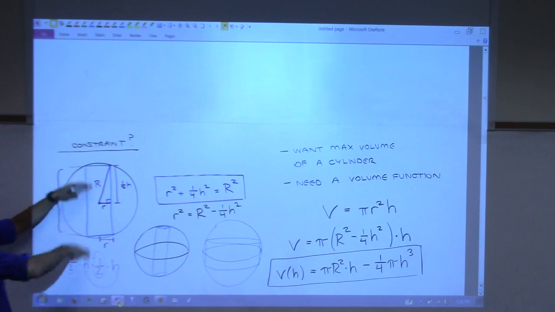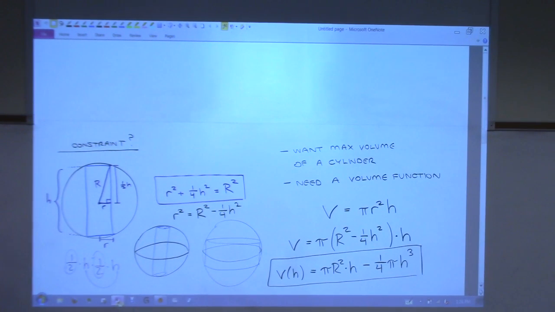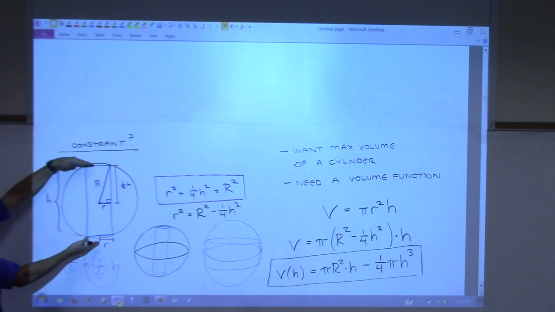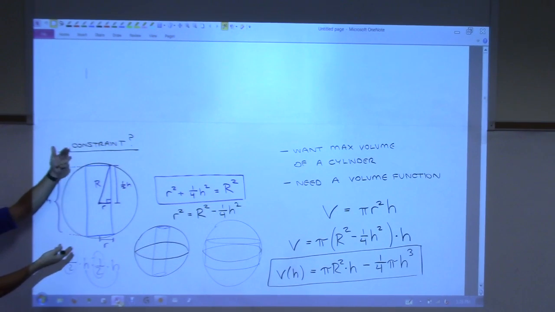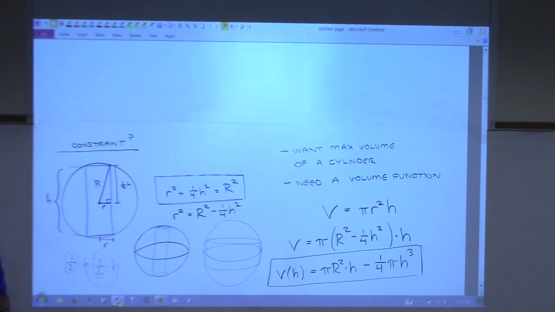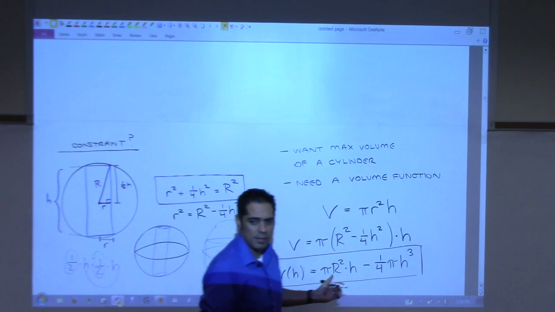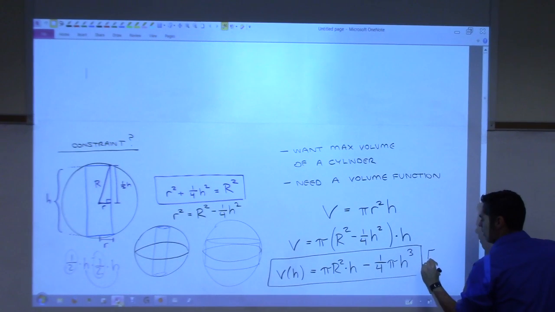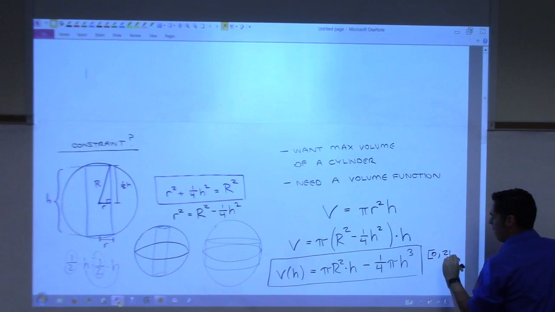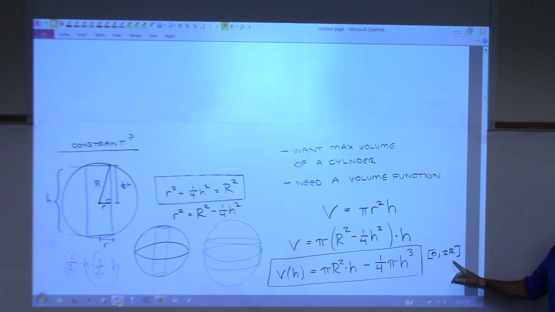What would the largest h could be? Well, h was the whole thing, right? I erased it. Oh no, here it is. H is this distance, right? The most it could be, if it's going to be in the sphere still, is the diameter of the sphere, which is twice the radius of the sphere, which is 2 capital R. So I can do the closed interval method on this. The smallest would be 0, and the largest would be 2 capital R. Understand? That's my restriction on h.